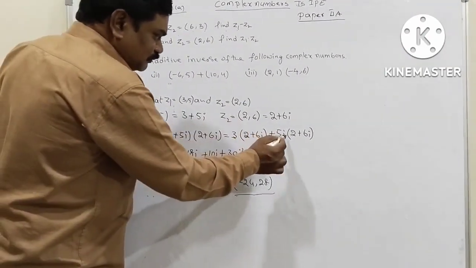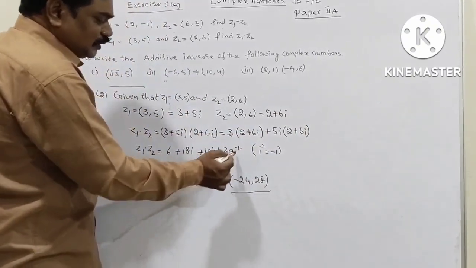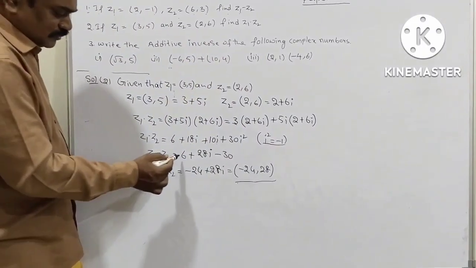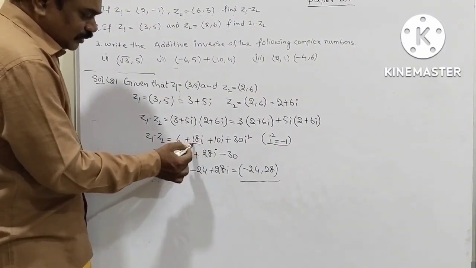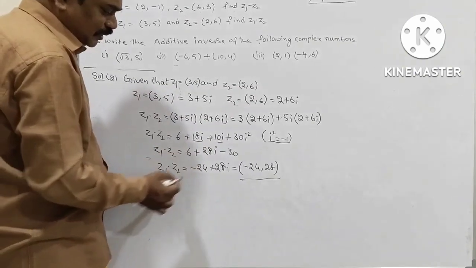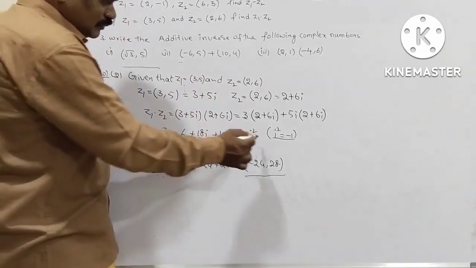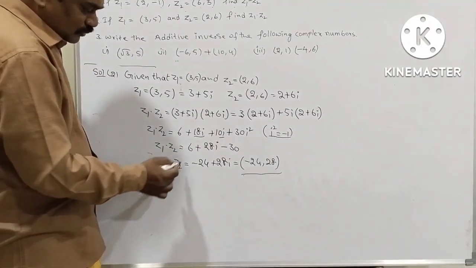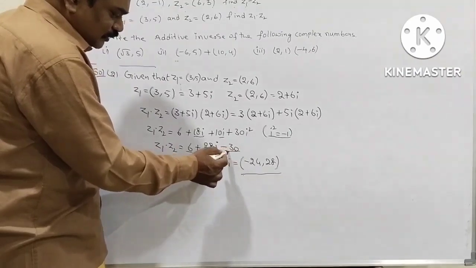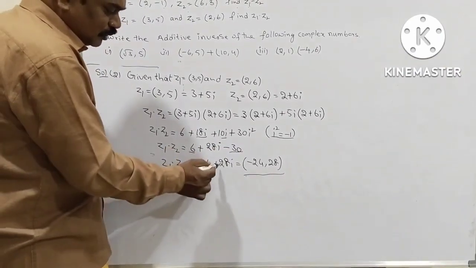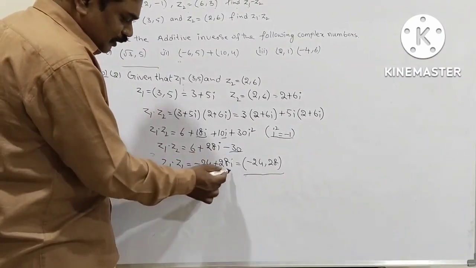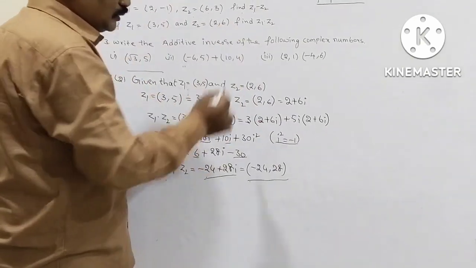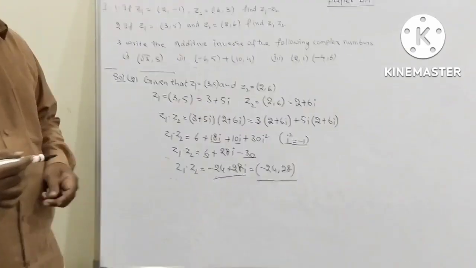We know that i squared is equal to minus 1. Then 6 plus 18i plus 10i is 28i, minus 30, since i squared is equal to minus 1. Therefore, Z1 into Z2 is equal to 6 minus 30, that is minus 24, plus 28i. It can be written as the ordered pair (-24, 28). This is the second problem.